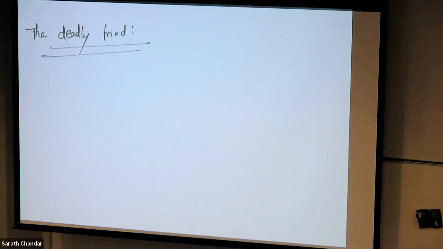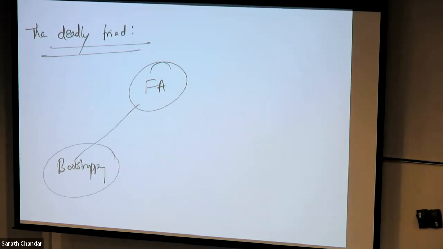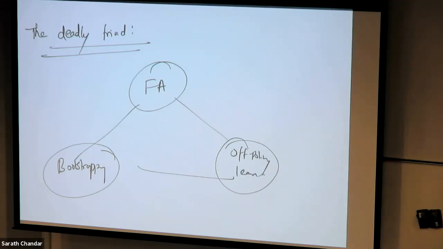So you have function approximator, and you have bootstrapping, and you have off-policy learning. Whenever you combine all these three components, you will face instabilities. Now, this is not well explored in the literature.